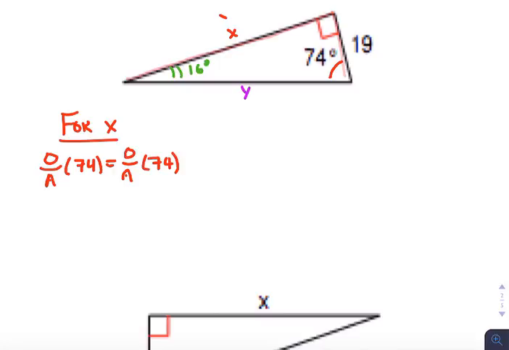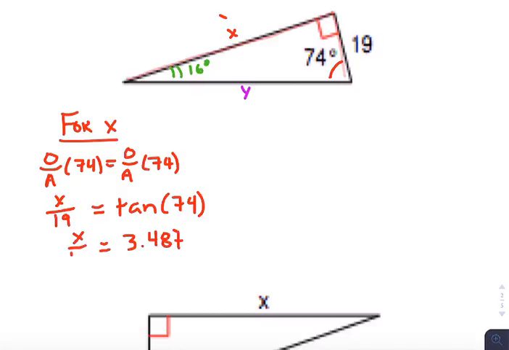So now we have to fill in these pieces. On the left-hand side, let's use the actual triangle to fill in our values, x over 19. And on the right-hand side, O over A is actually tangent, and so we'll replace that with tangent of 74. So now we have to find tangent of 74, which you can get from your trig sheet since it's a whole number value, but I have my calculator handy here. And so the tangent of 74 is 3.487. Okay? And that's still equal to x over 19.